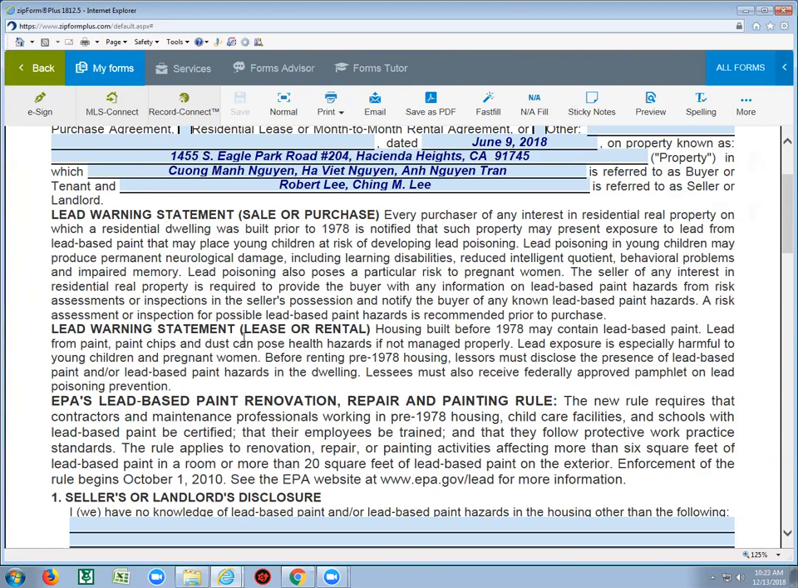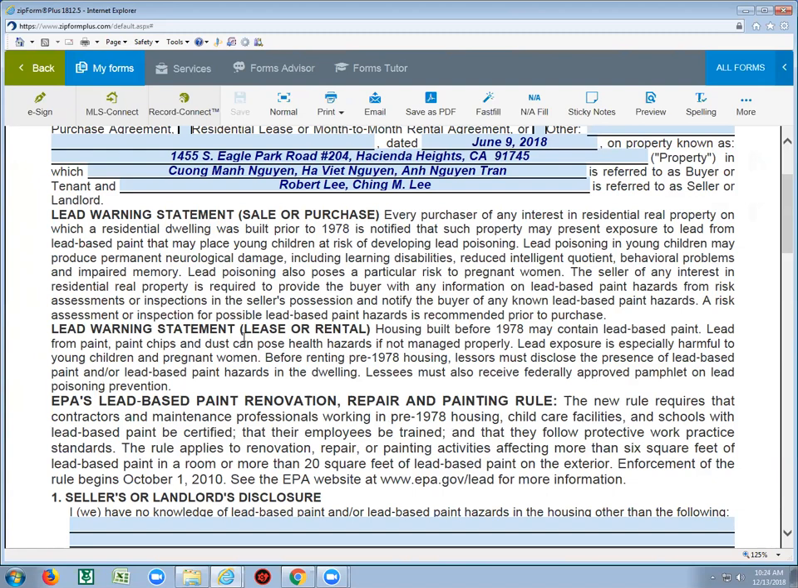Lead warning statement, sales or purchase. Every purchaser of any interest in residential real property on which a residential dwelling was built prior to 1978 is notified that such property may present exposure to lead from lead-based paint that may place young children at risk of developing lead poisoning. Lead poisoning in young children may produce permanent neurological damage, including learning disabilities, reduced intelligence quotient, behavioral problems, and impaired memory. Lead poisoning also poses a particular risk to pregnant women.